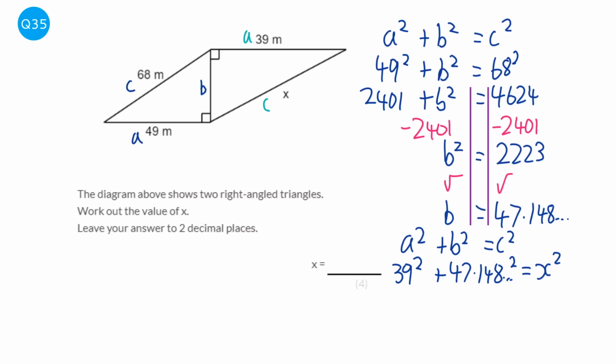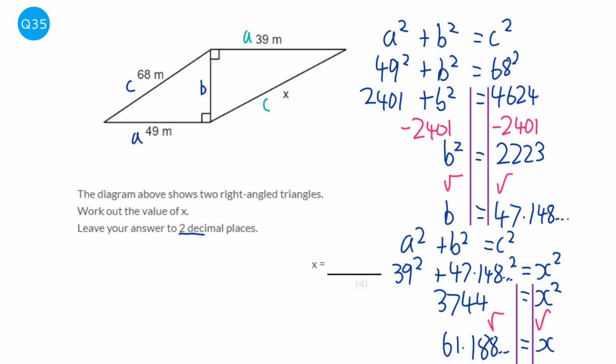So we do 39 squared plus 47.148 squared, and that will be 3,744 equal to x squared. And we just get our lines in because we need to square root both sides, and we get 61.188 and so on is equal to x. It says it wants its two decimal places, so that will be 61.19.